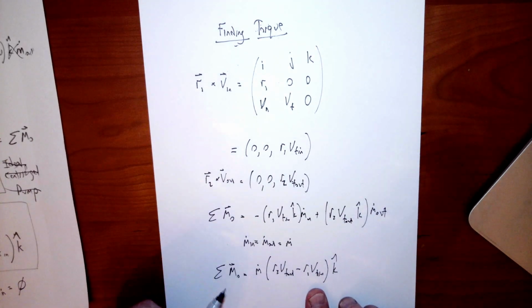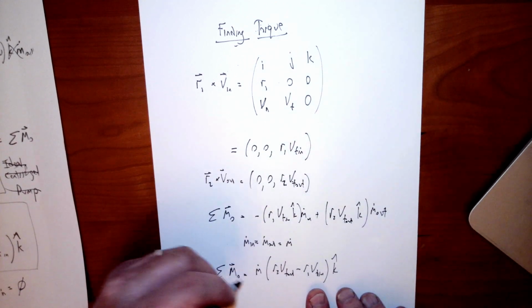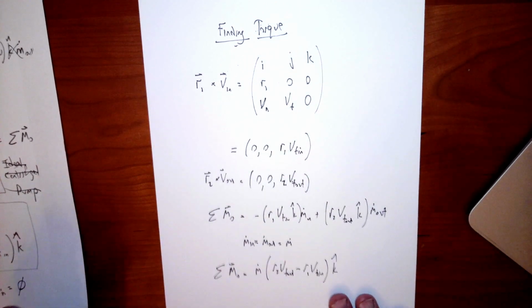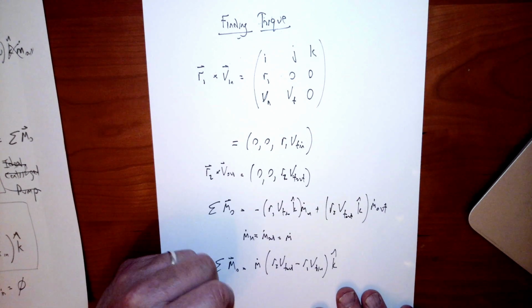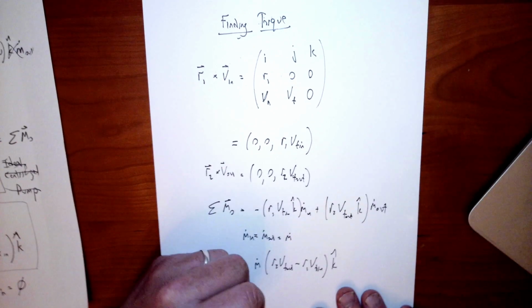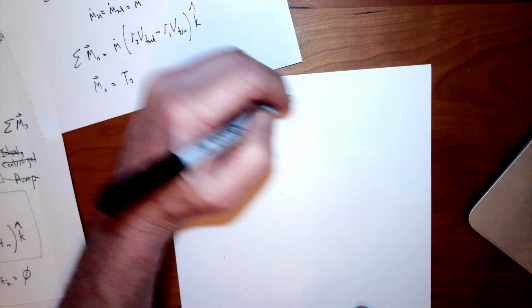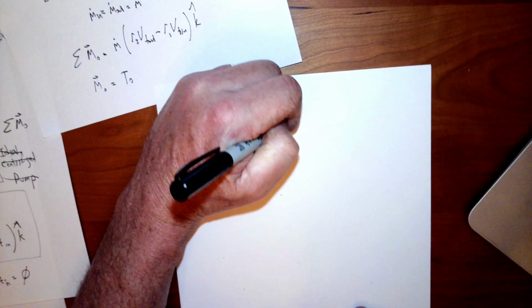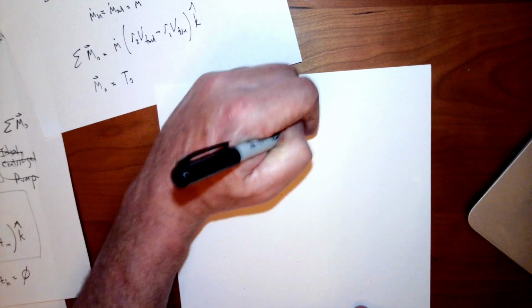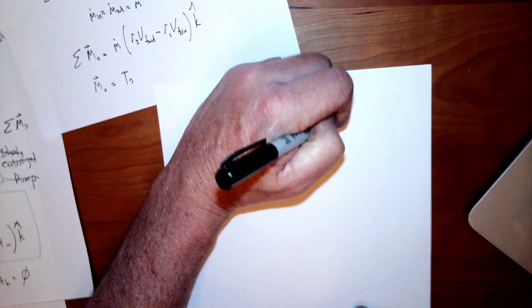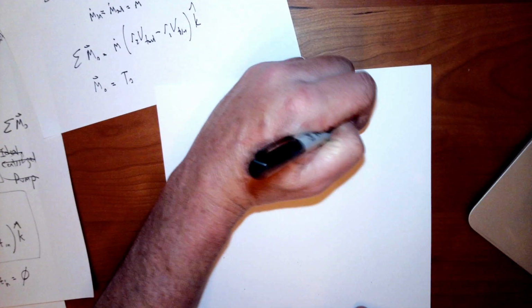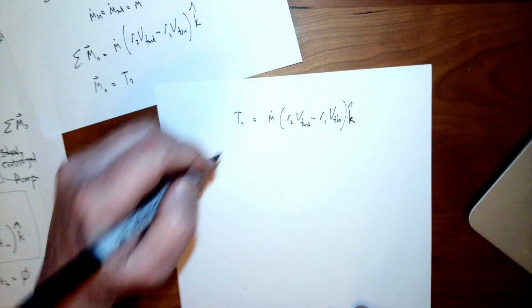So then we're going to observe that for this system, well, for all systems, I guess, the sum of the moments is going to equal the torque. So we can put this as a torque equation. So the torque for this pump is equal to M dot times R2 VT out minus R1 VT in, of course, all in that z direction.